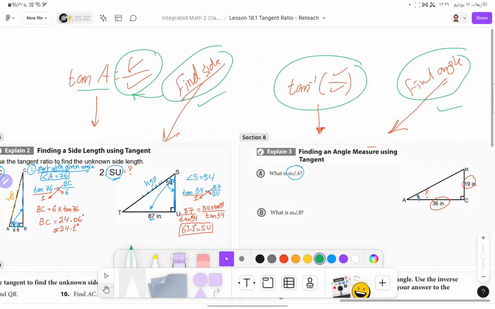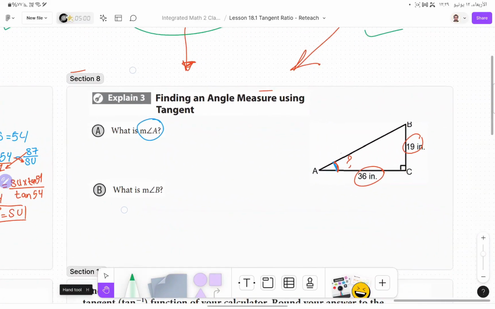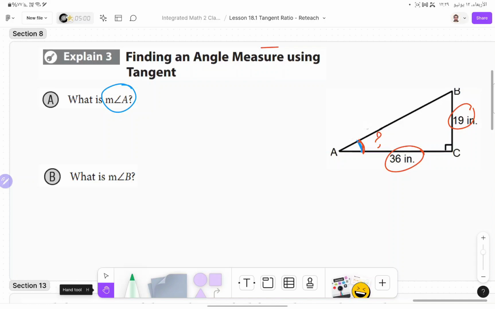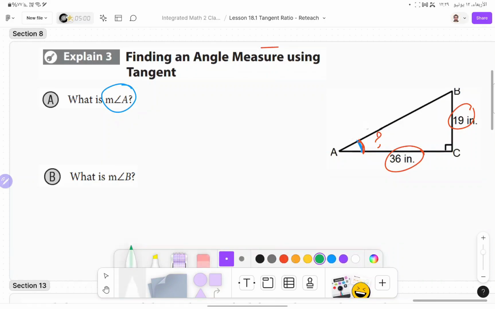So now we solved the first type of question. Now let's go to the second type of question, find the angle. Look at the question here, finding an angle measure using tangent. Now it's asking, what is the measure of A? Where is A? A is here. So always you have to write tan A equal, which one is opposite? 19 is my opposite side, so 19 over my adjacent, which is equal 36.